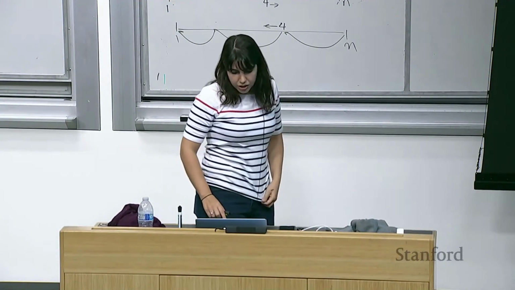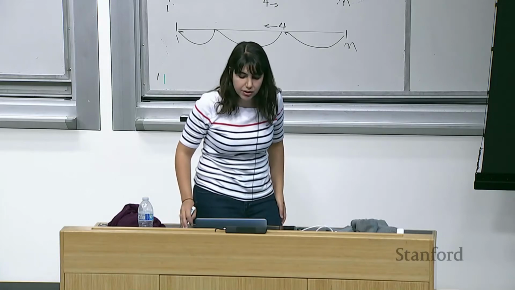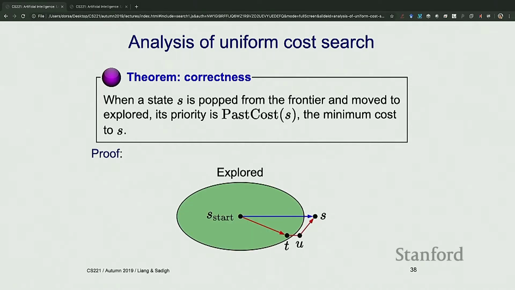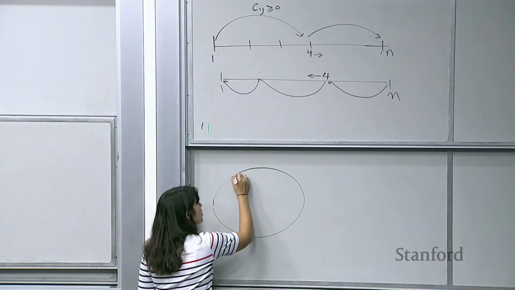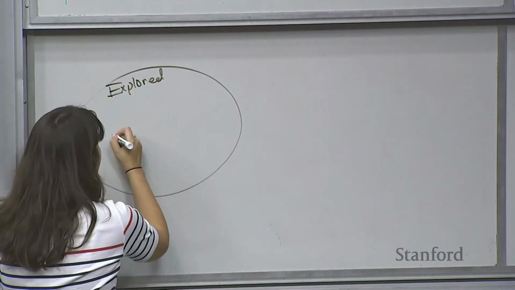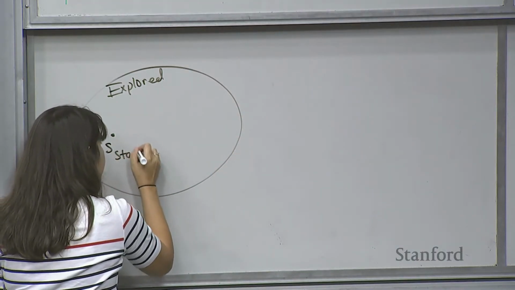Okay, so I just want to quickly talk about this correctness theorem. For uniform cost search, we have a correctness theorem, which basically says uniform cost search does the right thing. The theorem says that if we have a state that we are popping off the frontier and moving from the frontier to the explored set, then its priority value, which is equal to the past cost of S, is actually the minimum cost of getting to the state S. So let's say that this is my explored set, and right here is my frontier, and I have a start state.